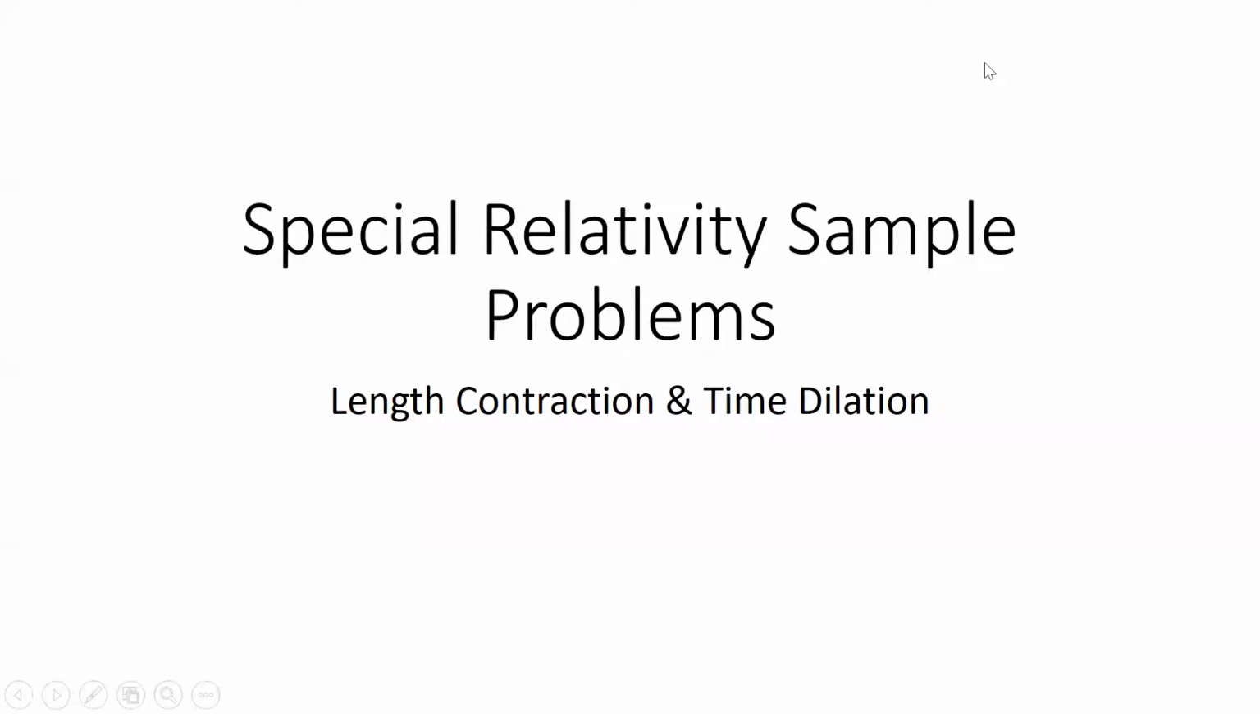Hello everyone, today I'm going through some questions about special relativity, about length contraction and time dilation. So first we go through some definitions. The length of an object measured in its rest frame is called its proper length, and we usually show it with L naught.